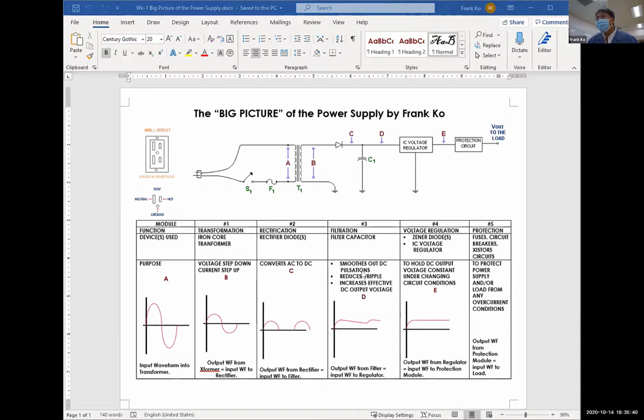And what is the purpose of this module? Module number 3. There happens to be 3 bullet points. First bullet point. Could you read that, Isaac? Smooth out DC pulsation. It smooths out the DC pulsations. First and foremost, if you take a look at waveform C and you compare it to waveform D, does waveform C kind of remind you of the speed bumps that certain streets and neighborhoods put in the middle of their roads? They put these speed bumps. And what filtration does is it smooths out those bumps.